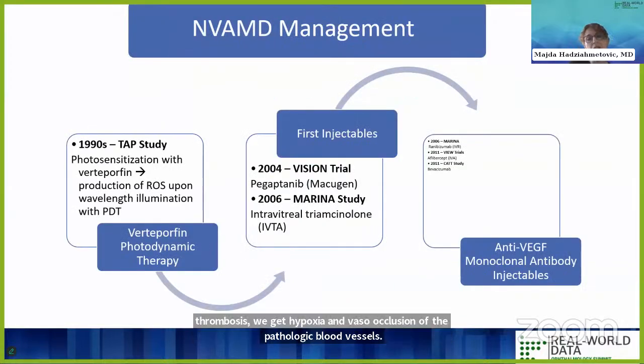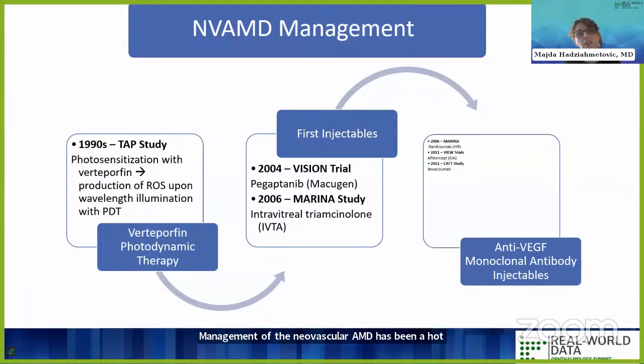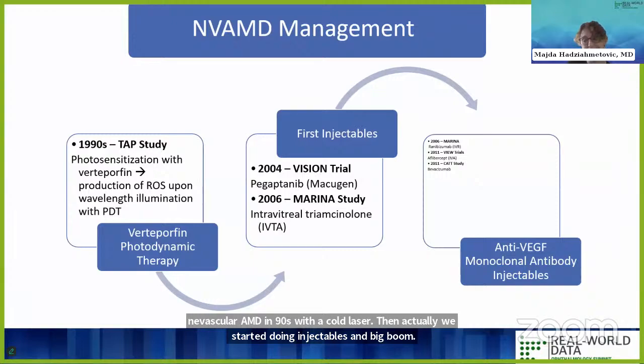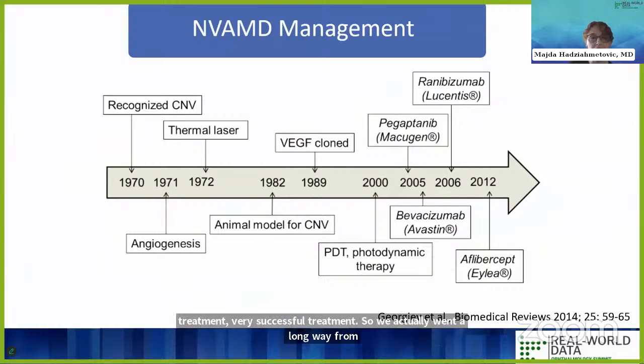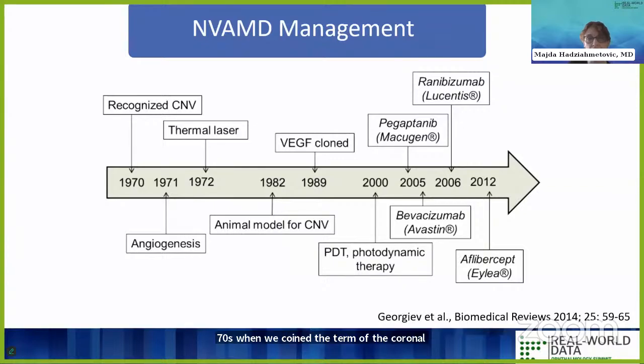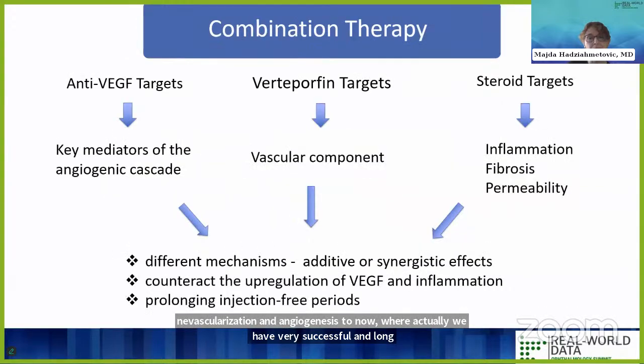Management of neovascular AMD has been a hot topic and still is a very hot topic. We started treating neovascular AMD in the 90s with a cold laser. Then we started doing injectables, and a big boom in 2000, where we started getting anti-VEGF treatment, a very successful treatment. So we went a long way from the 70s, when we coined the terms choroidal neovascularization and angiogenesis, to now, where we have a very successful and longer duration treatment.